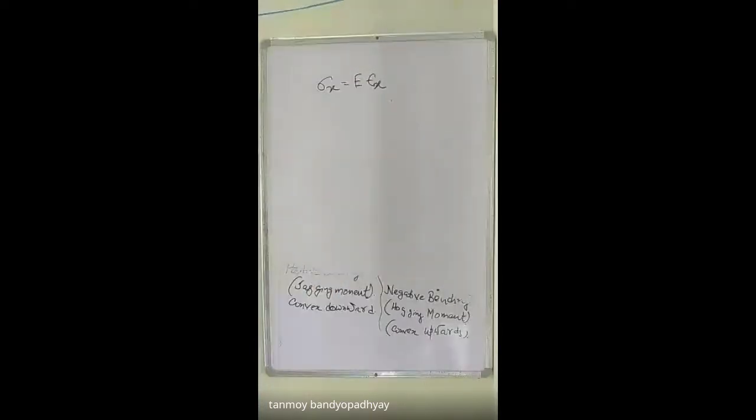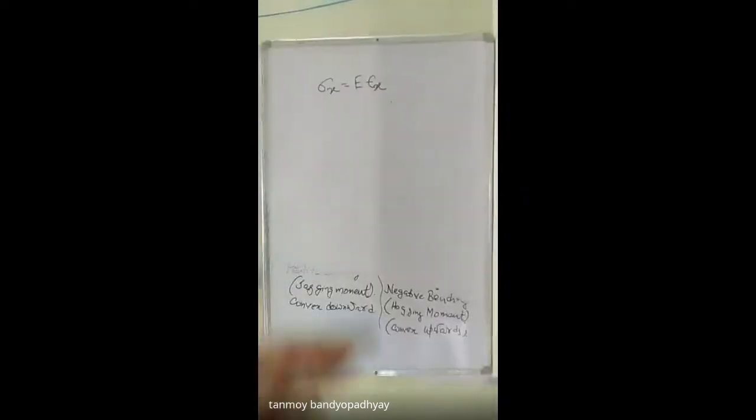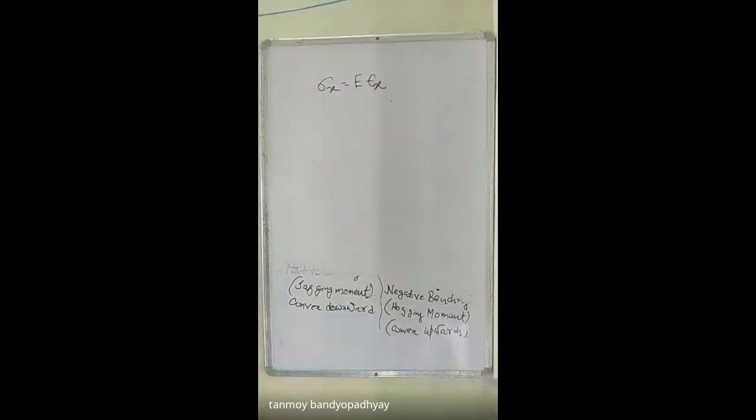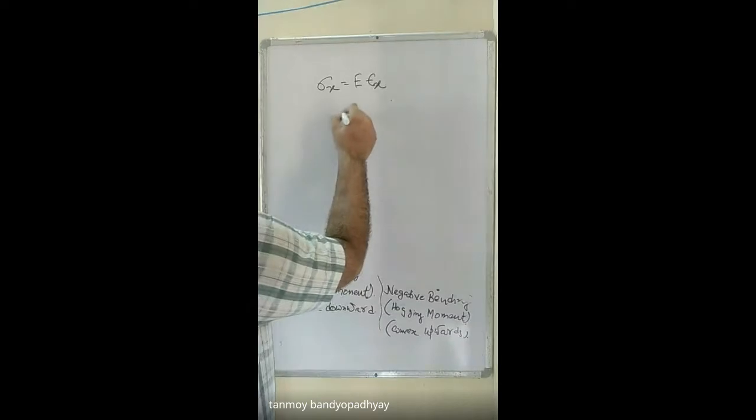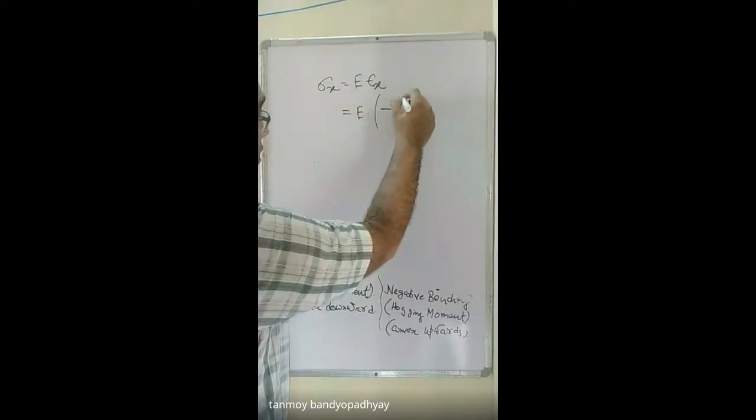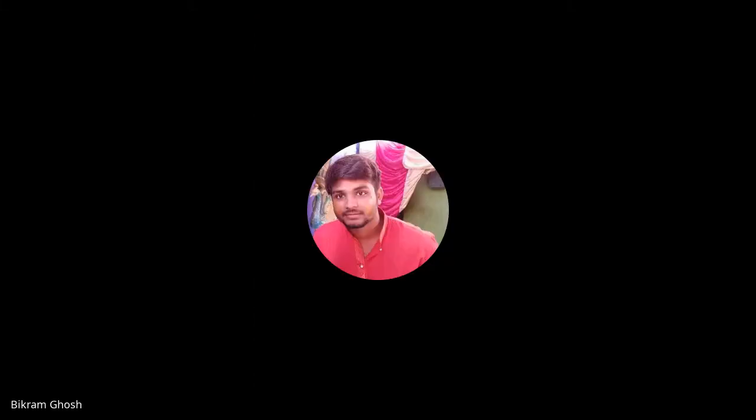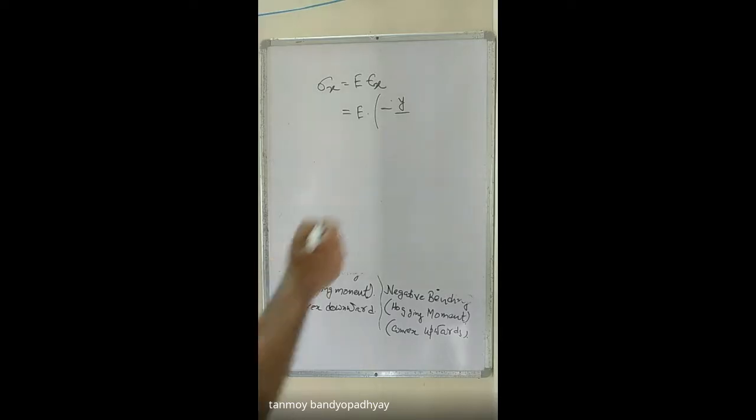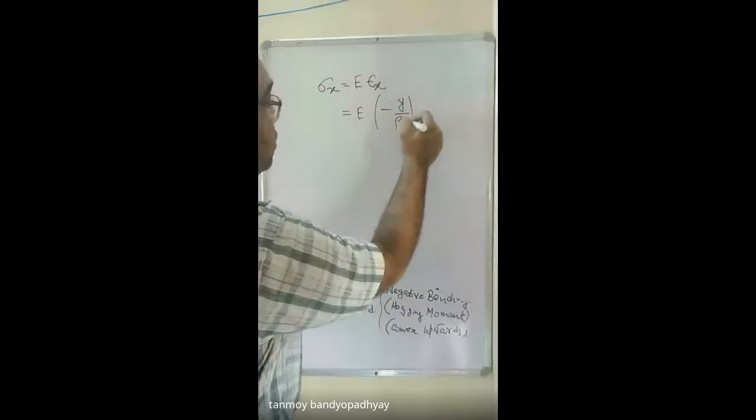Since the material is homogeneous, the properties are always the same in every direction. So you won't have to work with Ex, Ey, and Ez. Young's modulus, you can always take as capital E. So sigma x equals E into epsilon x. Now you put the value of epsilon x. So what is the value of epsilon x? Epsilon x, what did you get? Minus y by rho.